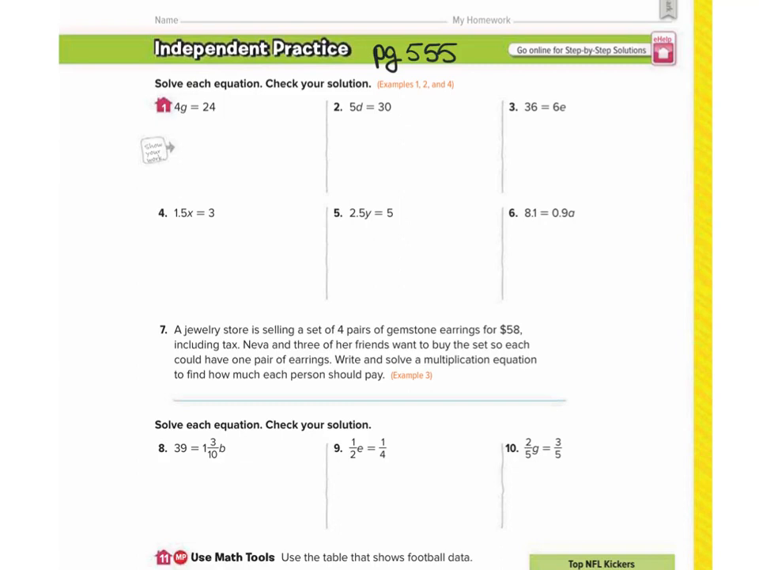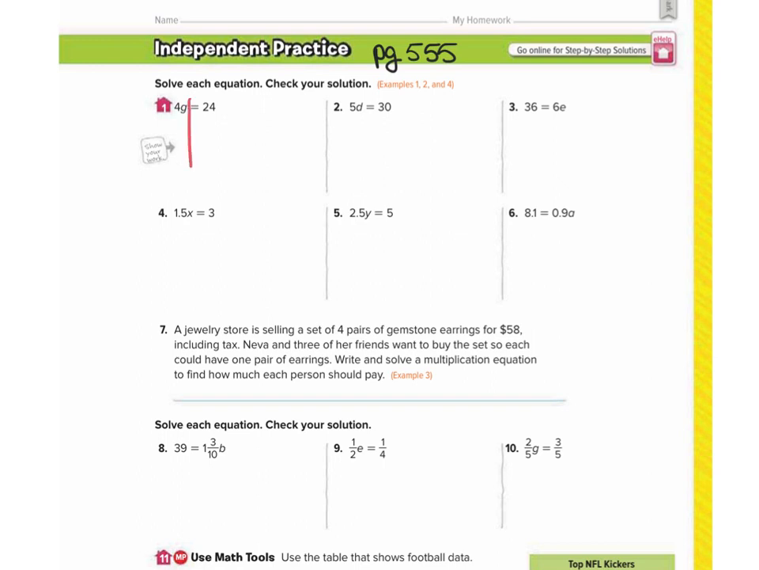Okay, so we're starting on workbook page 555. We're going to continue solving equations using inverse operations. If we look at number 1, remember that a number with a variable means multiplication, even though we don't see a multiplication sign. So if we wanted to solve for that letter G, we would have to do inverse operations of the 4.